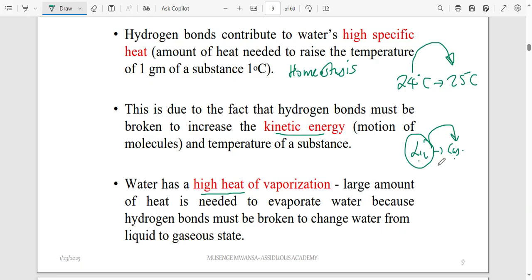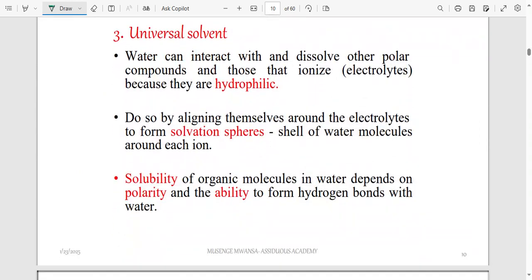The importance of this is that by the time you're converting liquid water to gas, you would have lost a lot of heat, because you can't convert liquid water to gas unless you take in a lot of heat. This is important in cooling. The cooling effect, say in hot seasons, and for dogs when they are panting, right? They'll be losing water like that, and that will help them to cool. That's the importance of heat of vaporization.